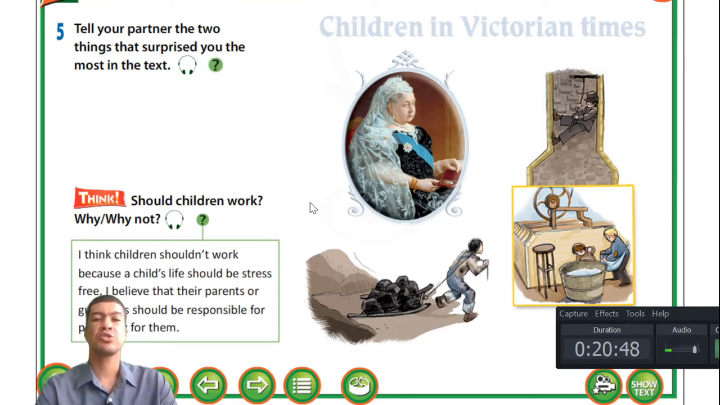I think children shouldn't work because a child's life should be stress-free. I believe that their parents or guardians should be responsible for providing for them. Now, these were orphans, and because they were orphans, obviously they did not have parents, so the guardians in Victorian times took advantage of this and made them do some hard labor. Now this is just a short video that we can watch before we go on to our next slide.